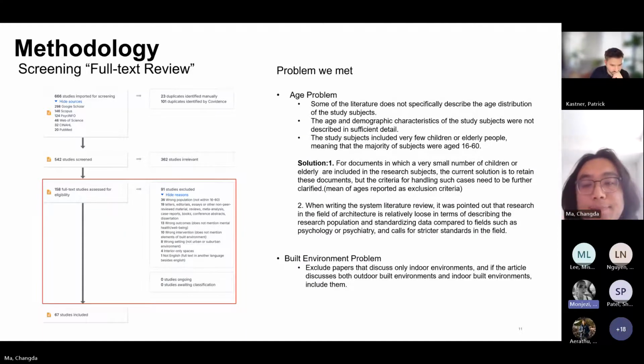And for the other problem that we faced, it was a built environment problem, where some studies focus only, as I mentioned before, on indoor environments, which were irrelevant to the research object. For that, our solution was to exclude papers that only discussed indoor environments, but we include those addressing both indoor and outdoor built environments.